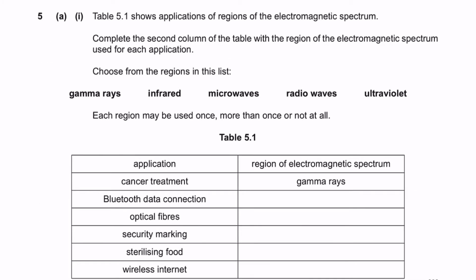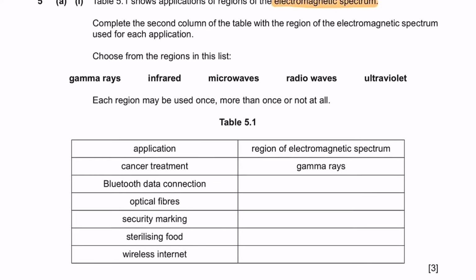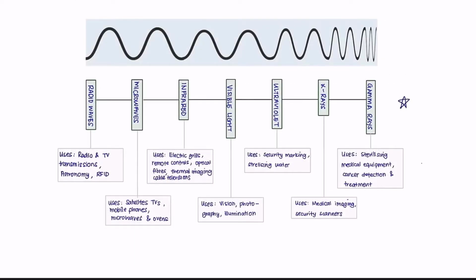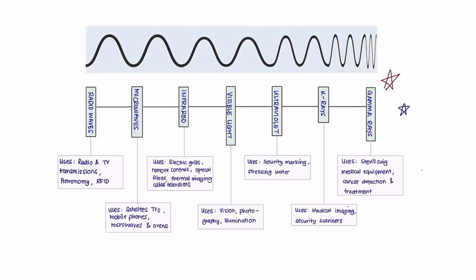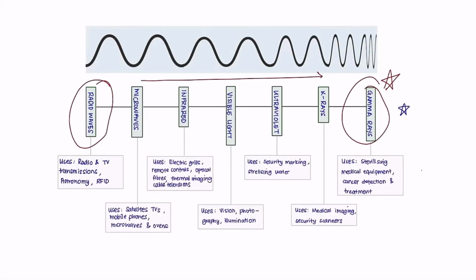Table 5.1 shows applications of regions of the electromagnetic spectrum. Complete the second column of the table with the region of the electromagnetic spectrum used for each application. Choose from the regions in the list. Here you are given the application in this column and you have to fill it up with the region, and the options are all given over here. They should be pretty easy as long as you have memorized the region and its application accordingly. If you haven't, you can just take a screenshot of this and make sure to memorize them. And also remember the order of the spectrum from the lowest frequency to the highest frequency.